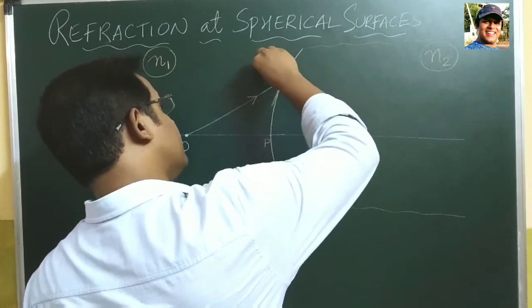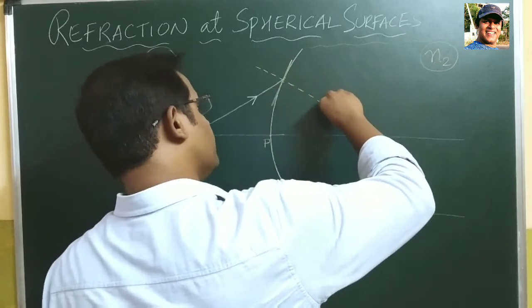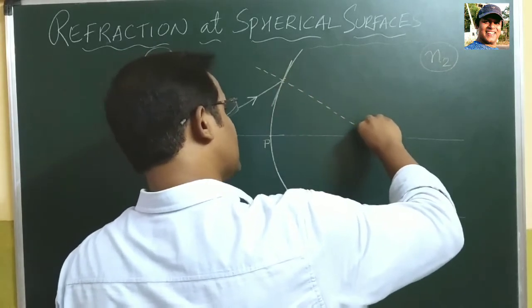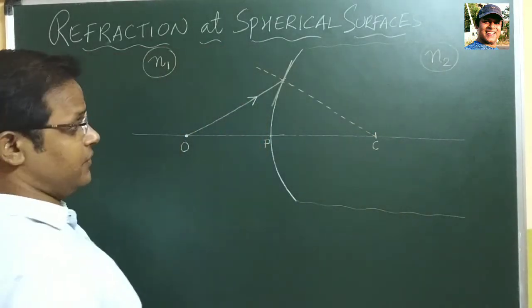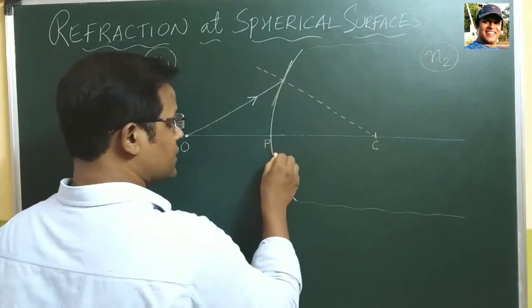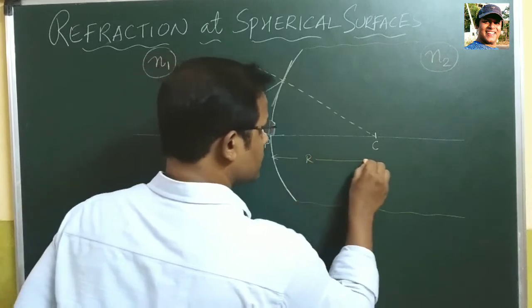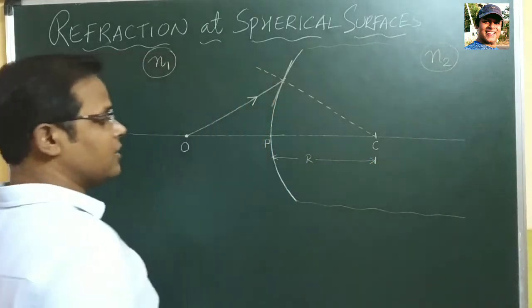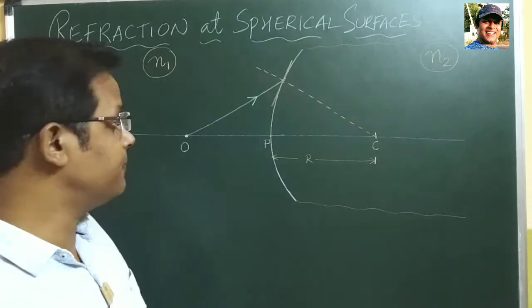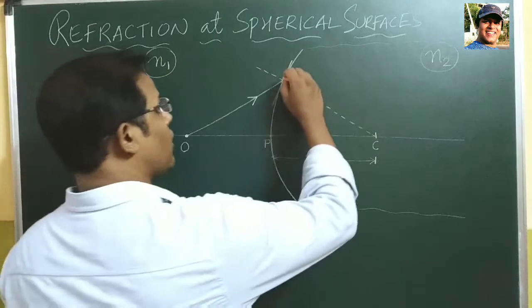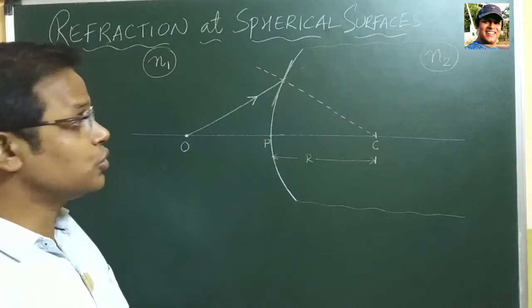The normal, by definition, is an imagined line passing through the point of incidence and connected to the center of curvature of this spherical surface. So we get the first distance, from the center of curvature to the center of the spherical surface, that is P in the diagram. This distance is called the radius of curvature. Clear? Okay, good.